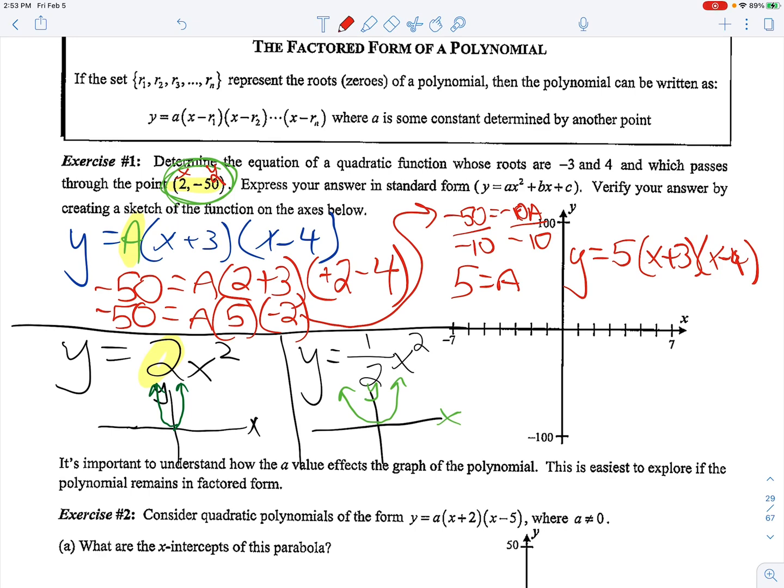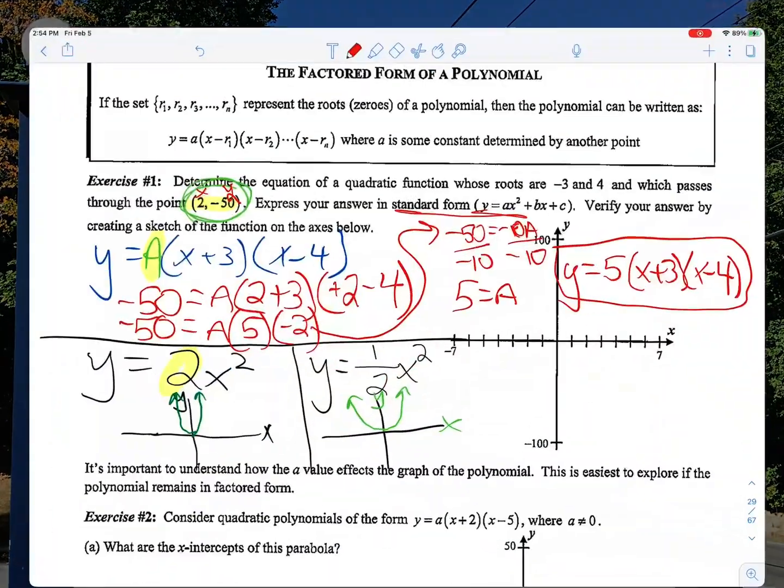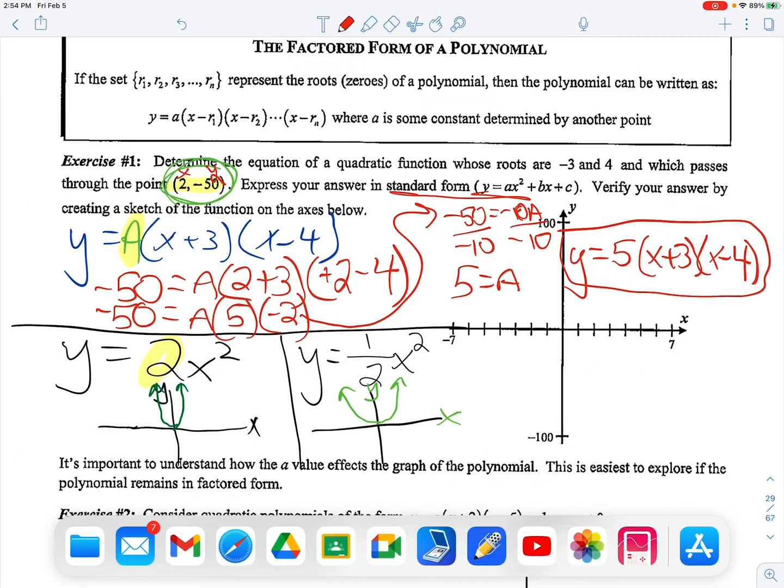And I just plug that in now. So the equation here would be y equals 5 times (x plus 3)(x minus 4). You don't need to multiply it out. I know it says standard form here, but I'm not really concerned about that right now. To finish it off we would have to multiply this out, and I don't feel like doing that right now, so there you go.